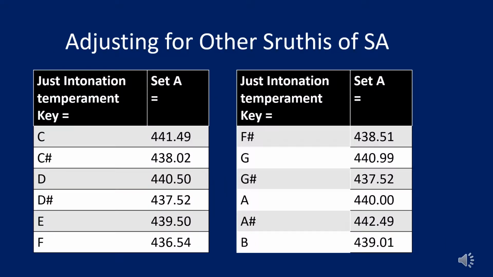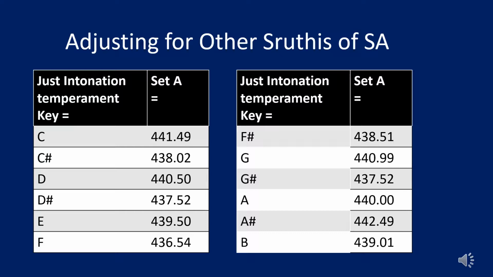In part 2 of using a tuner app for Indian music presentation, I've given a set of frequencies for one to change from A equals 440 when you want to use a just intonation scale and use a different key other than A.